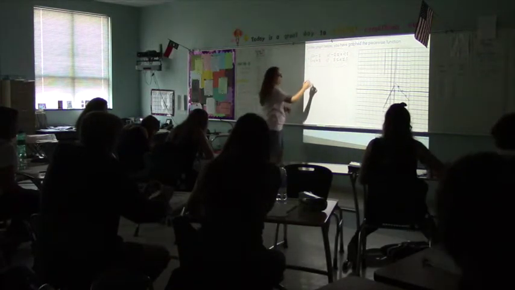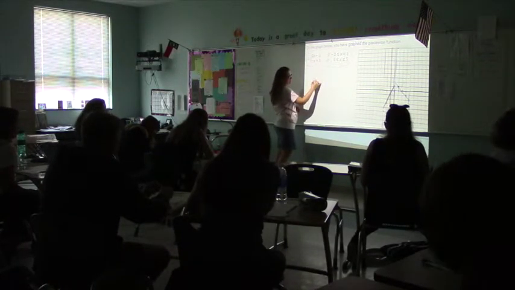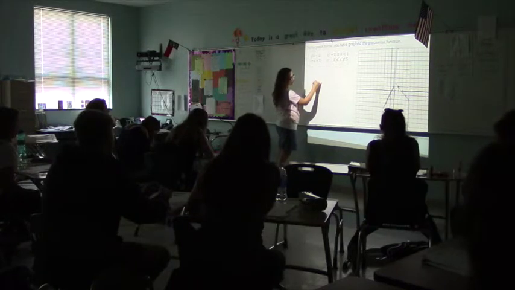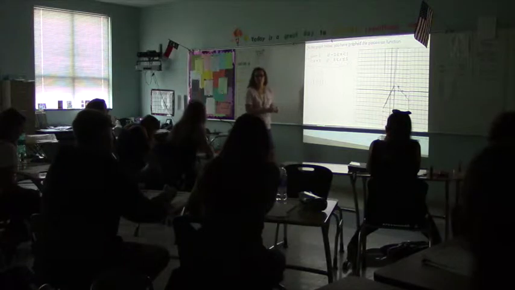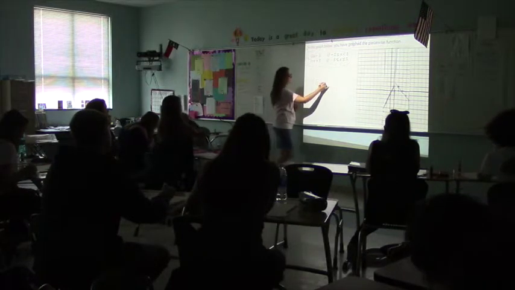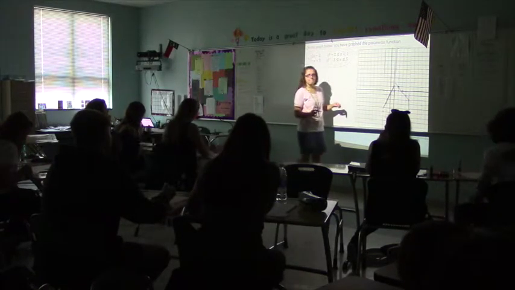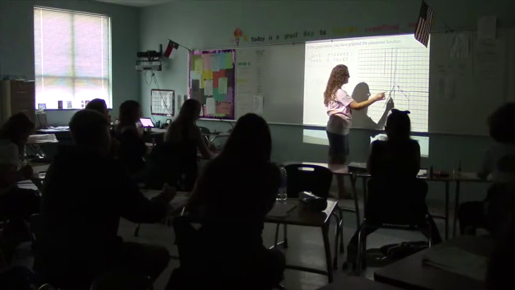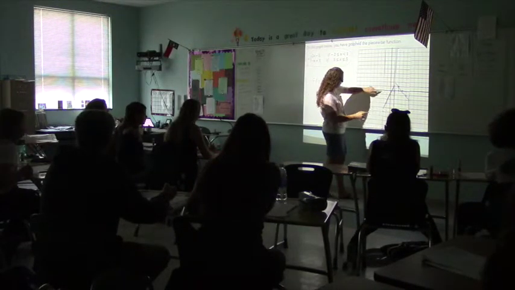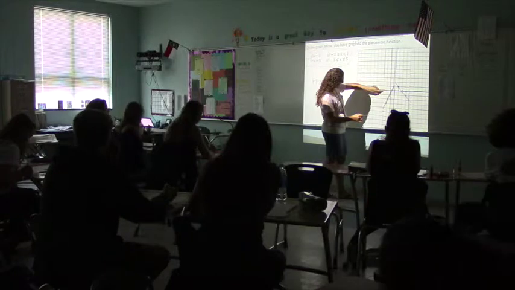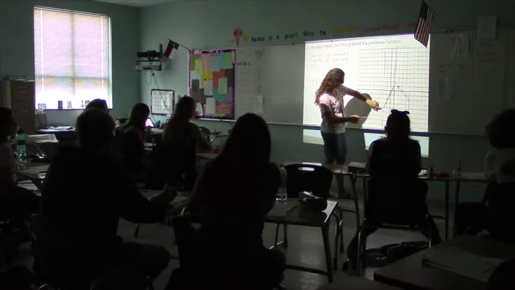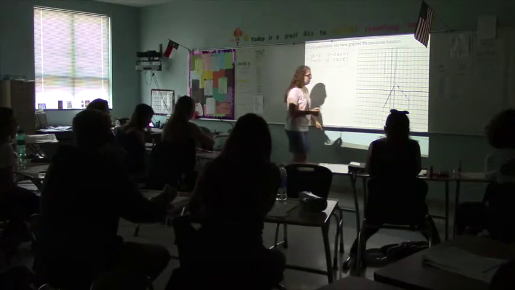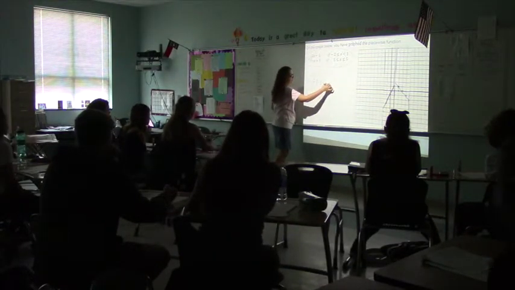So if I say, what is f at negative 2? What are you going to tell me? Where's negative 2? 1, 2, and we go down 1, 2, 3, 4. You say 5? Negative 5. Negative 5, okay. Does that make sense?